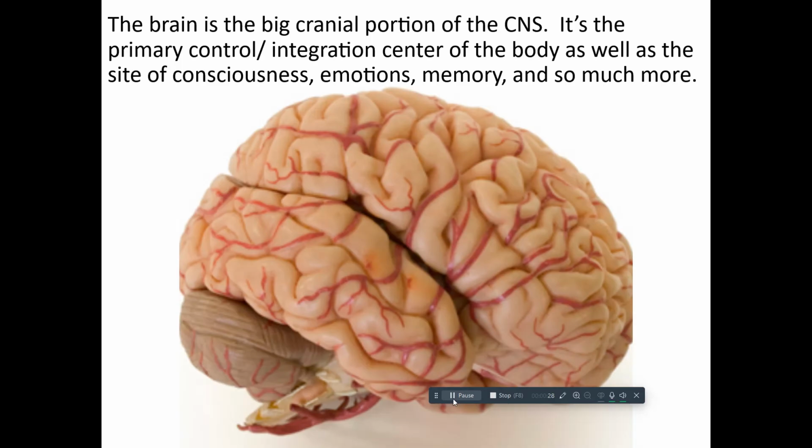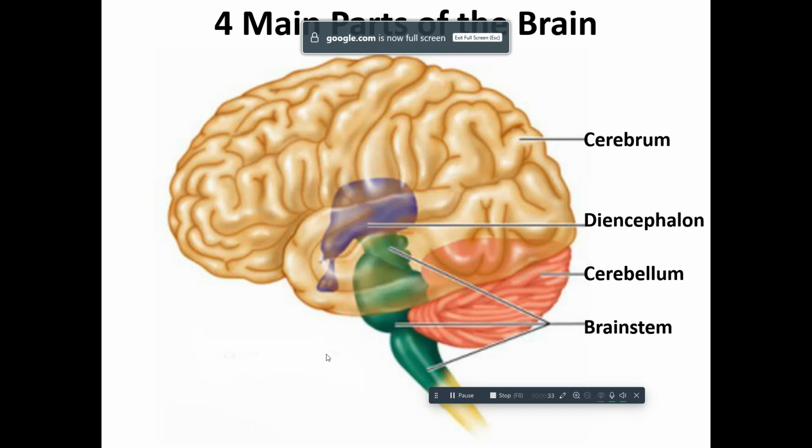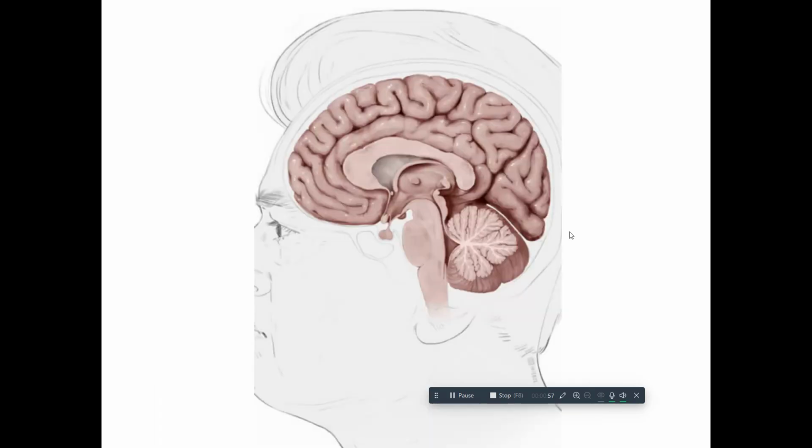Now, when we consider the brain, we have to realize that it has four main parts. There is the cerebrum, the big wrinkly part that mushrooms over and covers much of the other three parts. The diencephalon is completely enclosed by the cerebrum. Most of the brainstem is, and then a little bit of the cerebellum as well. And those are my four main parts of my brain.